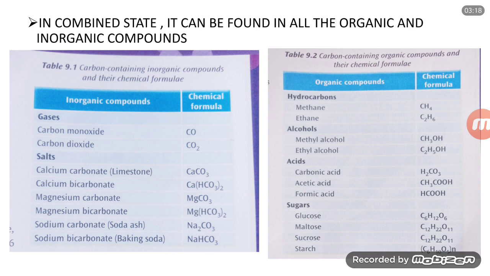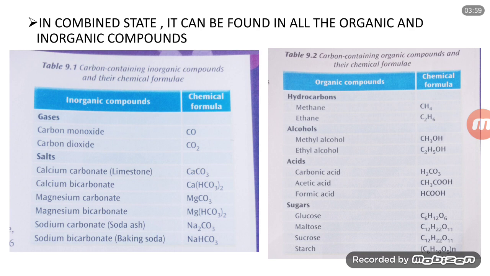Likewise, some of the salts like calcium carbonate, calcium bicarbonate, magnesium carbonate, magnesium bicarbonate, sodium carbonate and sodium bicarbonate, that is baking soda, all contain carbon, but this carbon is existing in combined form. For example, magnesium carbonate, whose formula is MgCO3, you can see that the carbon is linked to magnesium and oxygen elements. If you come to the right hand side, that is table 9.2, this table gives us information about the carbon containing organic compounds and their chemical formula.